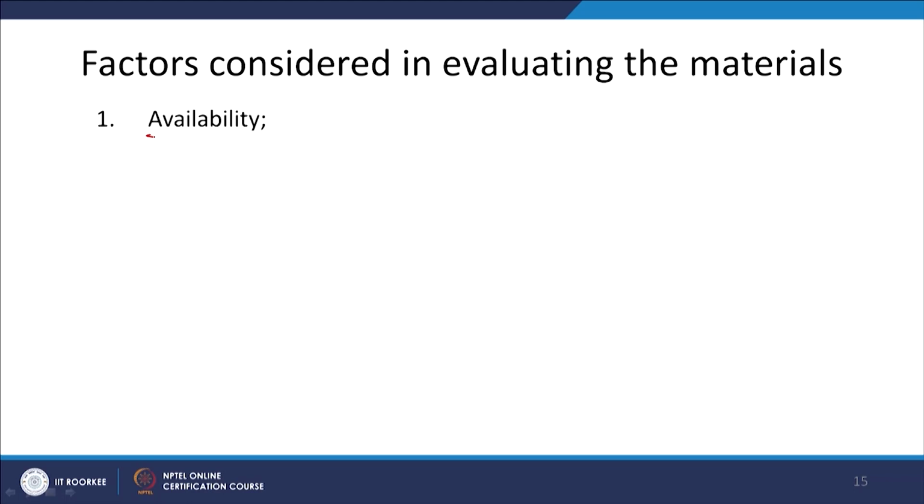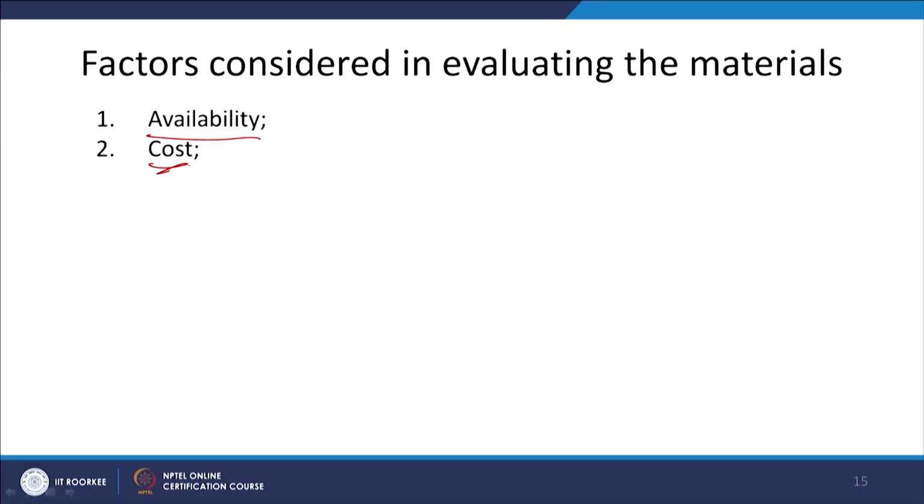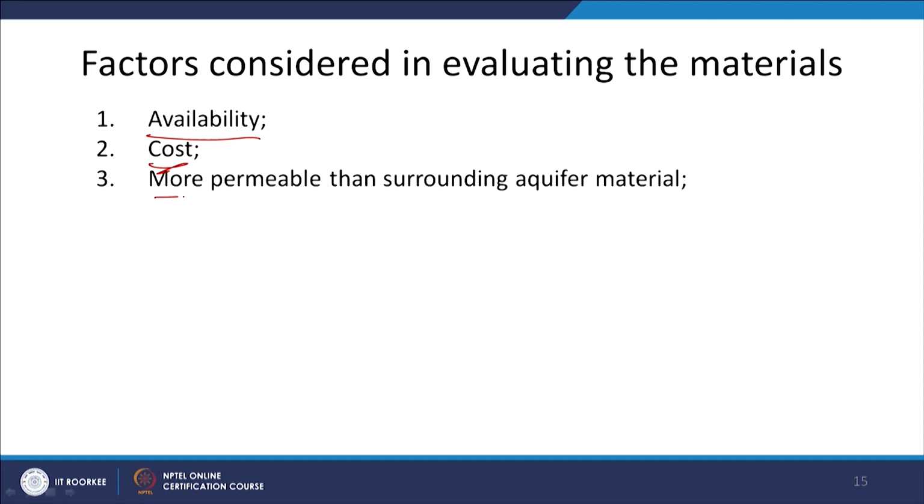Let's try to summarize some of the aspects that are going to be relevant when you need to choose your final PRB material. Obviously availability, as in locally available, or is it easy to source if not locally available. Cost, obviously, is an issue. Permeability greater than the surrounding aquifer material is a key aspect. So if the PRB material is not permeable, what's going to happen?